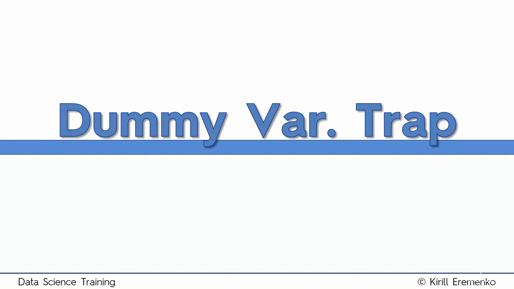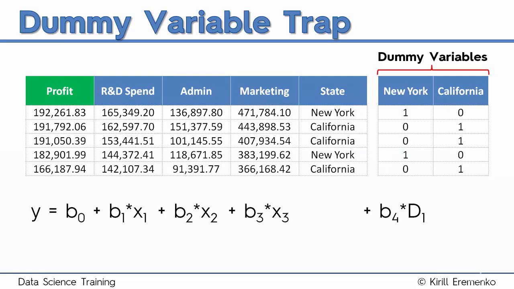Dummy variable trap. Last time we learned how to create dummy variables to replace our categorical predictor state in the model. We also discussed that you can never include both dummy variables at the same time. In our example, we omitted the California dummy. Now, why is that? What will happen if we include the second dummy variable in the model as well?